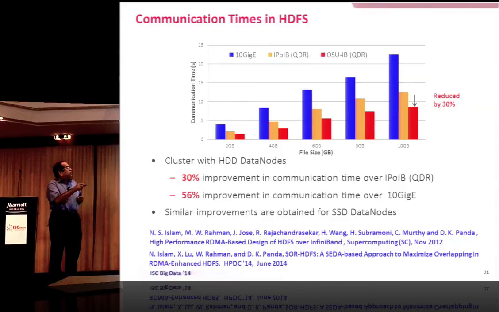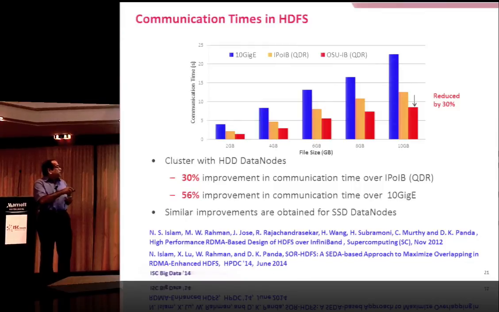And this is the InfiniBand, which is the QDR, the quad data rate, which is like 32 gigabits per second. And this one is running with IP over IP, that means the sockets interface. And this is the red line, which is our RDMA-based design. And here you can see that as the data size increases, we are able to get around 30% improvement compared to IP over IP, and around 56% improvement over 10 gig.